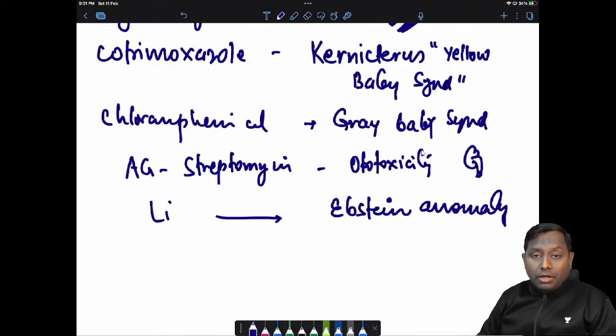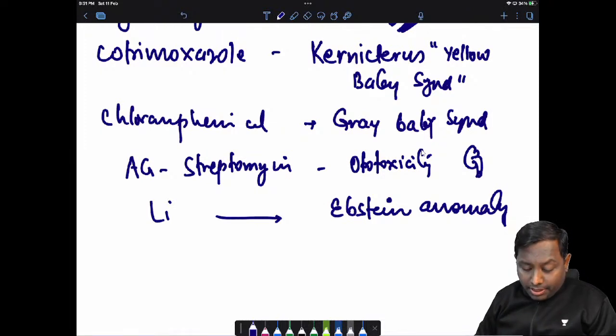That is Blue Man syndrome. It's not a teratogenic effect, Dr. Rameshwar Nayak. It's not a teratogenic effect.